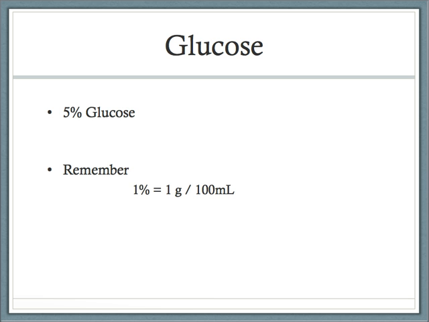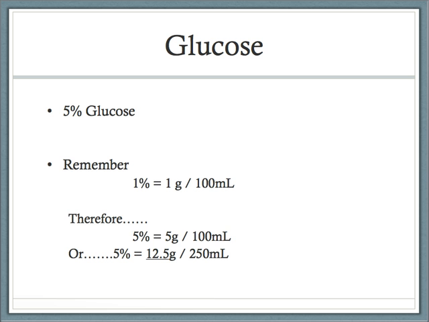The equation is 1% is equal to 1 gram in 100 mL. That's applicable to any salt. In this case it's glucose, but it could be any solution. So if 1% is 1 gram in 100, well, we want 5% glucose. So 5% will be 5 grams in 100. We're not just looking at 100 mLs, remember, it's 250 mLs, so we have to calculate accordingly. The same thing, if it's 5 grams in 100, it's 12.5 grams in 250 mLs.